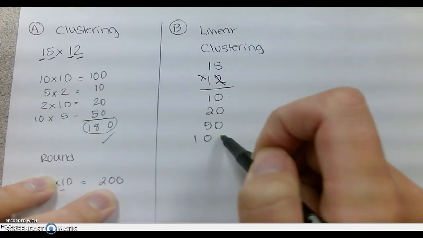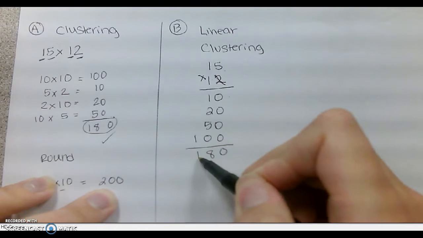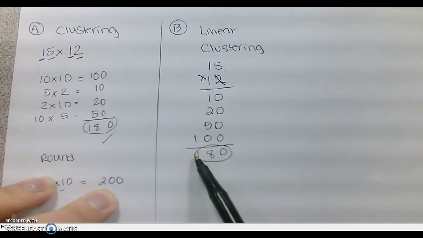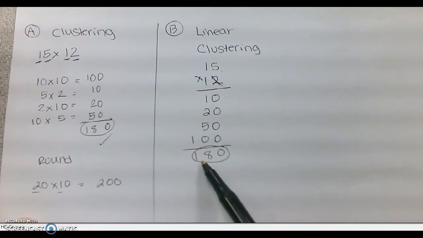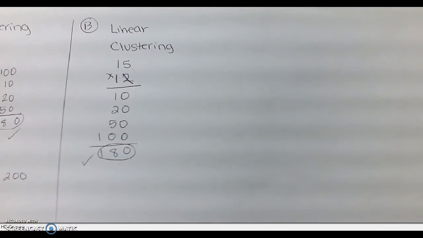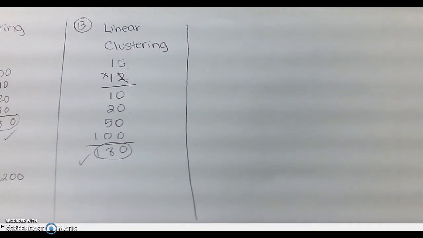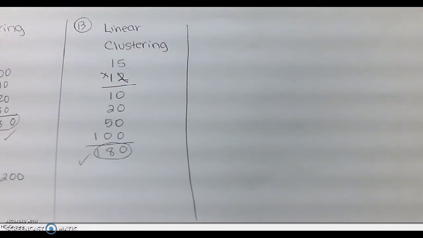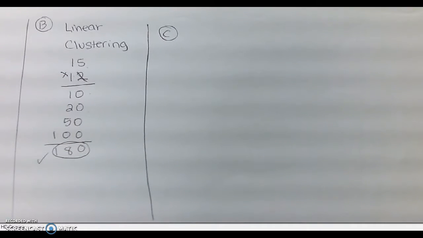And now I add it together. 0, 8, 180. You'll notice that my answers are the same. I already rounded to see if this is reasonable, so I'm going to put a check mark. I'm good to go. So let me show you the other strategy, and this is the one that I grew up doing, and this is the one that I still use now. Again, you don't have to do it. You can use whatever strategy you are comfortable with as long as you get the right answer.